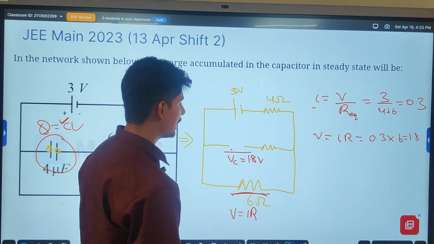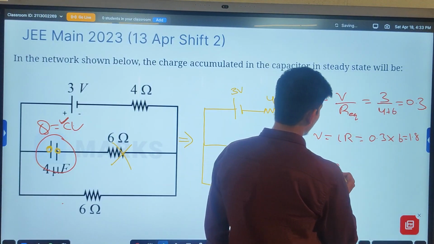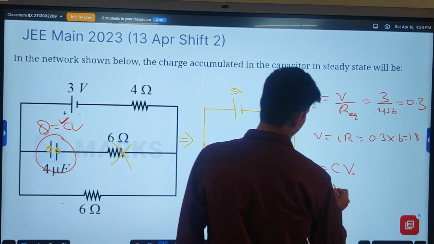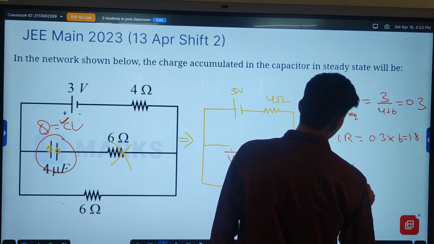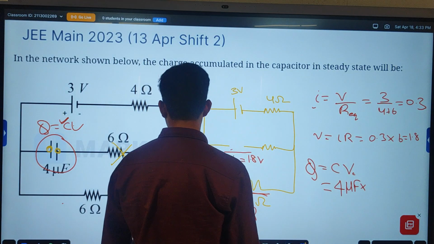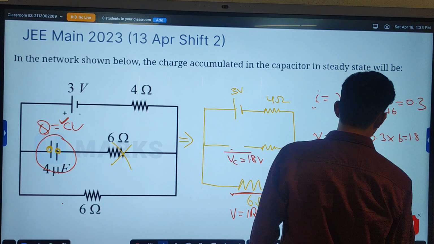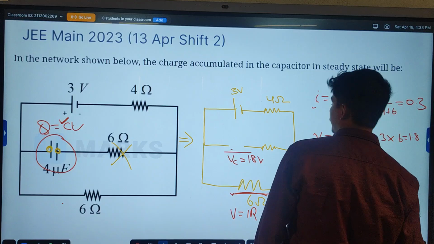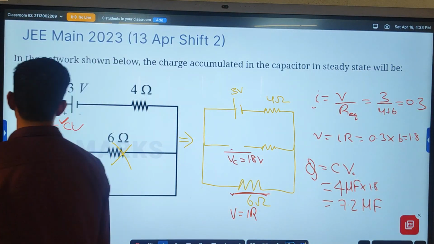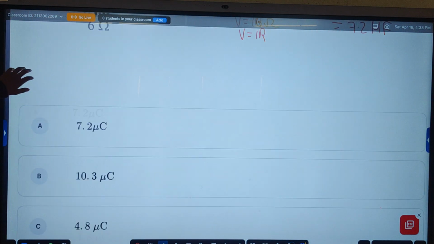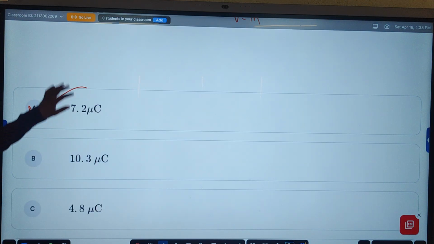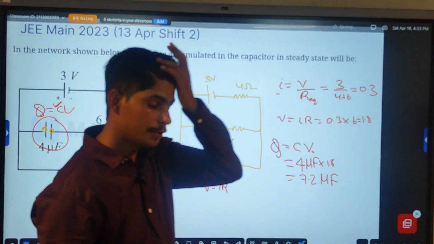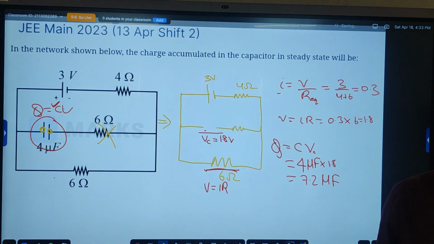So we know that charge is equal to capacitance into potential. Capacitance is given, 4 microfarad, and potential is 1.8. So I can write 7.2 microcoulomb. That's the correct answer. Is there any option regarding this? 7.2, option number 4. Should I explain once again, or did you understand? Okay.